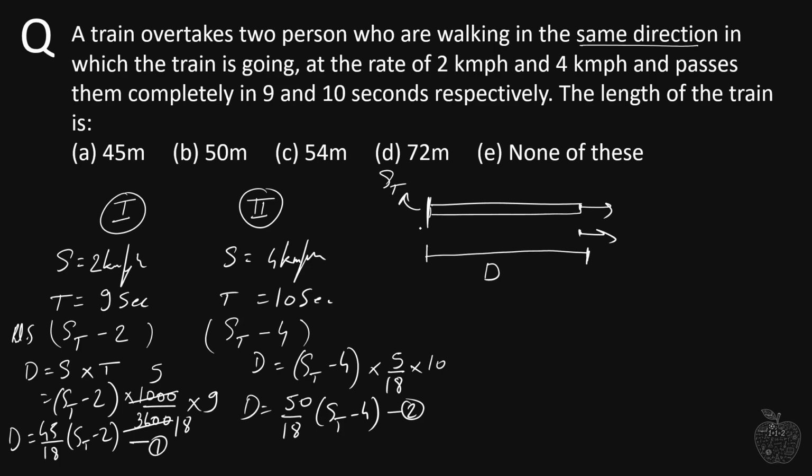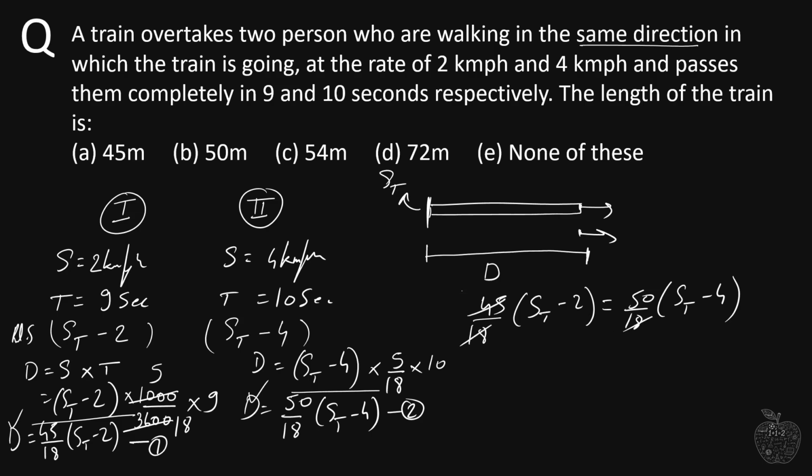Now the same train is overtaking both the persons, right? So that means distance here is the same for both the persons. So this distance and this distance are equal. So we can equate the right hand side of both equations 1 and 2. So let's do that. We get from equation 1, 45 by 18 multiplied by st minus 2 is equal to 50 by 18 into st minus 4. Okay, so 18 cancelled, 5 nines are 45, 5 tens are 50, so we get 9 st minus 18 is equal to 10 st minus 40. So we get st is equal to 22, right?